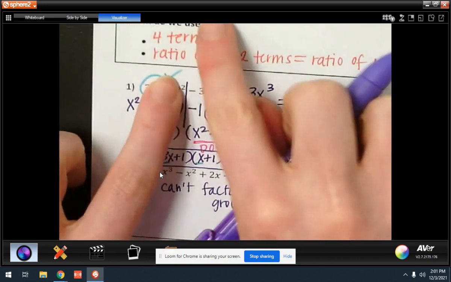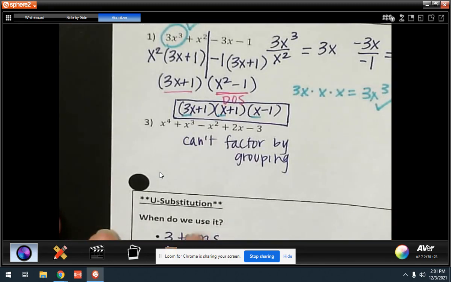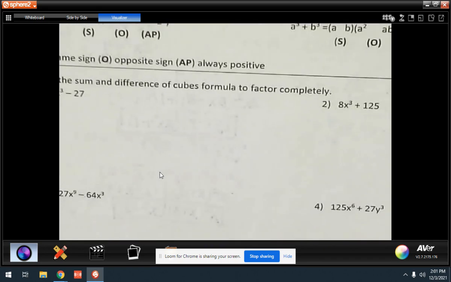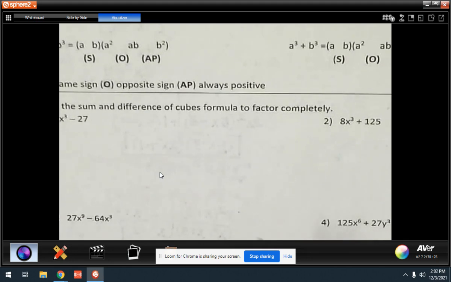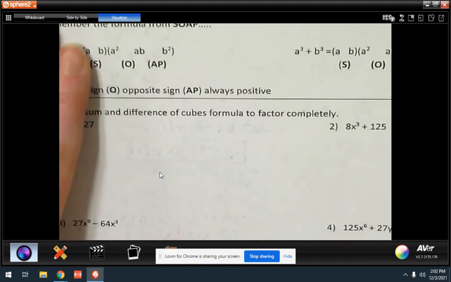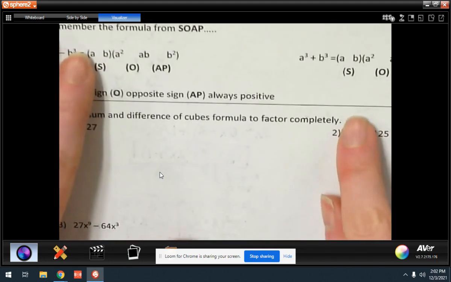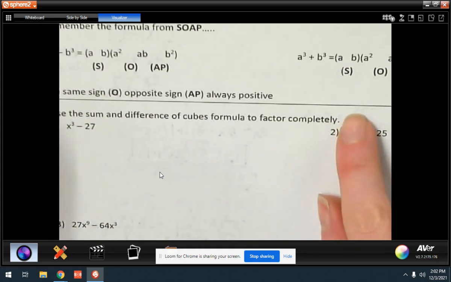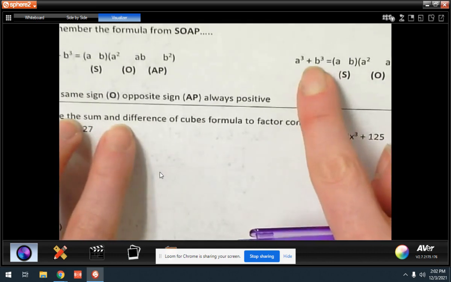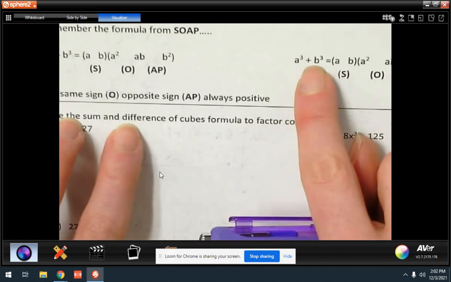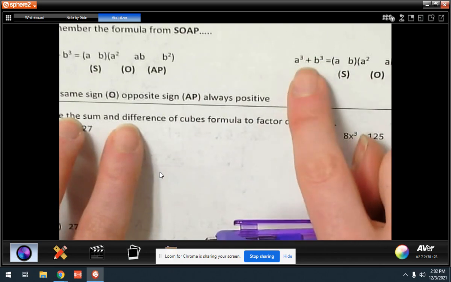All right, so 4 terms is factored by grouping. 3 terms is use substitution. Now we're going to talk about what to do for 2 terms. Just like when we're factoring a 2-term quadratic, we have difference of squares. We also have a difference of cubes. That's why you need to have your perfect cubes memorized. Sum of cubes this time is also a thing. Sum of squares is not, sum of cubes is.